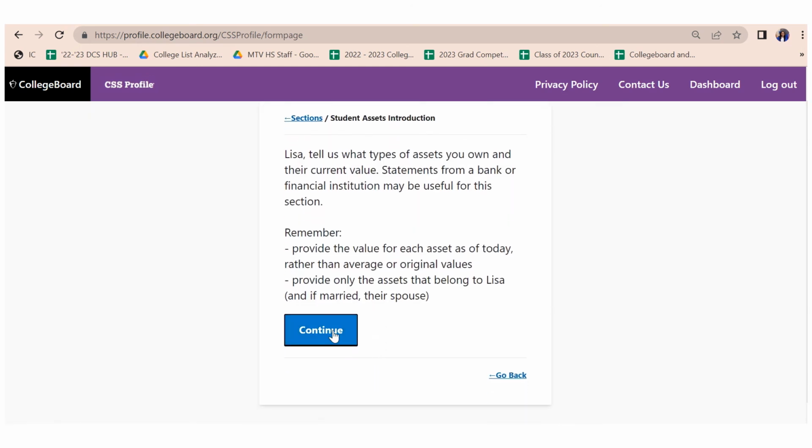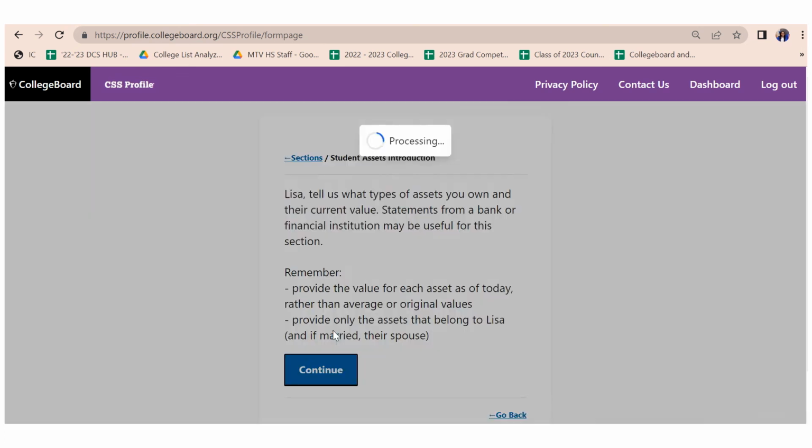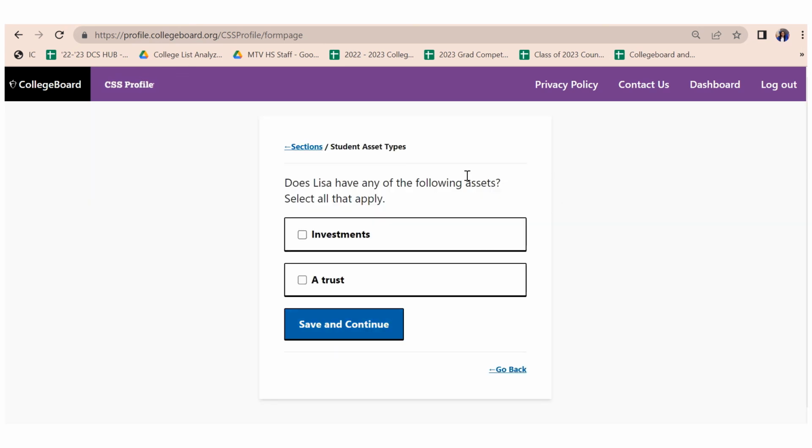And then this is going to check to see if the student has any assets. Not required. I wouldn't click either. Most students don't have either of these, but if they do, you can check in if you feel like you need to report that, but these are not required. So for now, I would click Save and Continue.